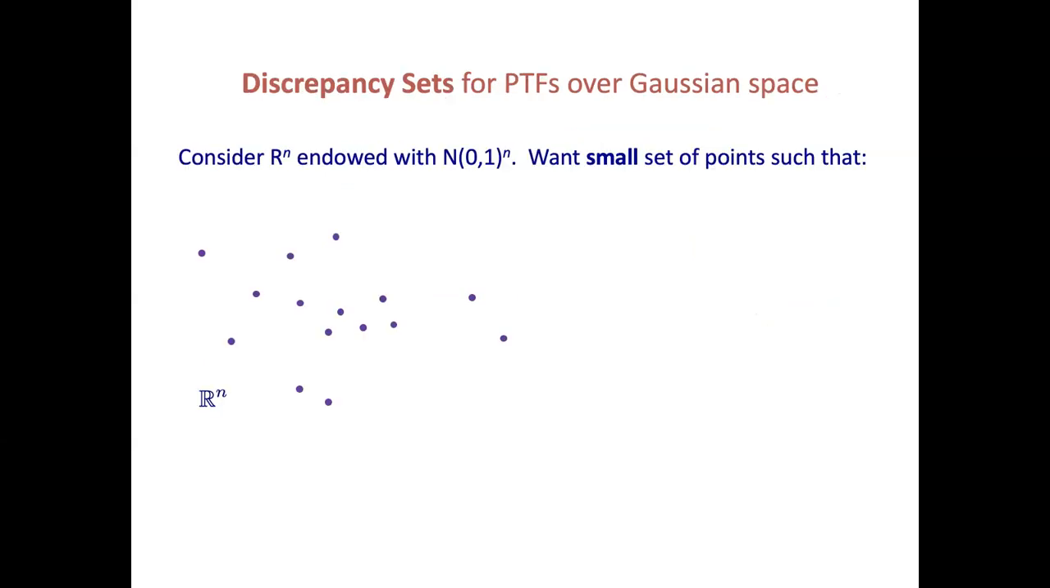There are many questions we can ask about PTFs, and in this talk, we'll focus on just one of them, that of constructing discrepancy sets for PTFs over Gaussian space. So let me try to say what the problem is. Consider R^n, our ambient space, endowed with the Gaussian measure. We want a small set of points, the smaller the better, with the following property.